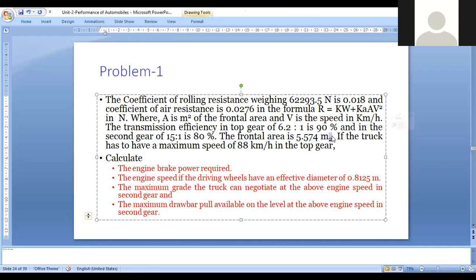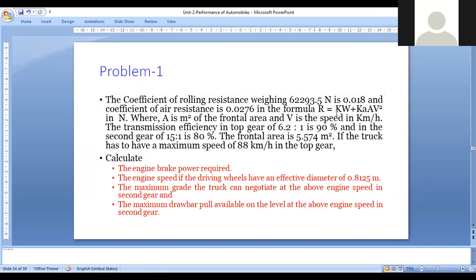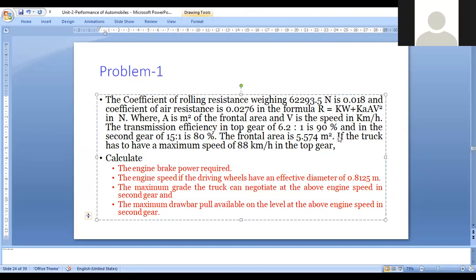I will make a correction. Okay, so frontal area is 5.574 meters square. If the truck has to have a maximum speed of 88 kilometers per hour in top gear, calculate the engine brake power required. Engine brake power required.